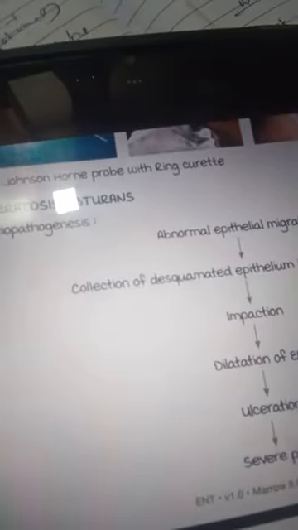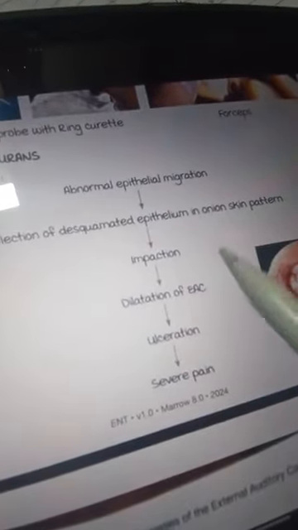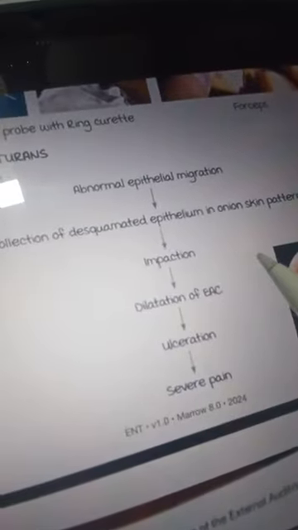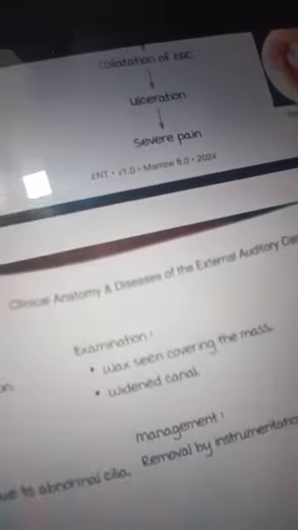Next, we have keratosis obturans. As you can see in this diagram, abnormal epithelial migration will cause a collection of desquamated epithelium in an onion skin pattern, and this desquamated epithelium will cause impaction. This impaction will lead to dilatation of the external auditory canal, ulceration, and severe pain. On examination, wax is seen covering the mass and widened canal. Which mass? The desquamated epithelium mass in the onion skin pattern.